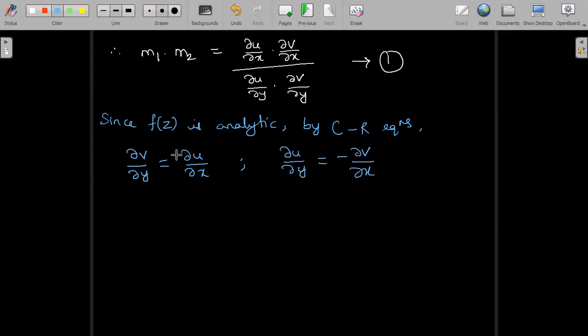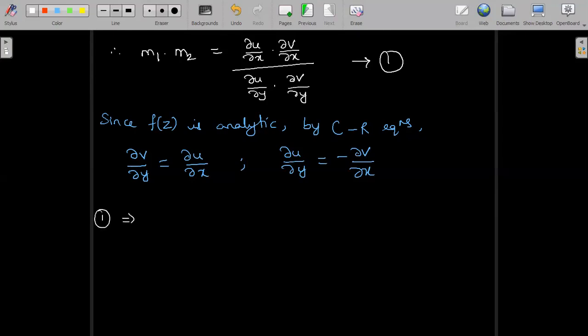I wrote it in the reverse manner because I would like to always change y terms to x now. So dou v by dou y is equal to dou u by dou x, that is ux is equal to vy, and vx is equal to minus uy. Those are the CR equations we have memorized. So now we will substitute this in equation 1 and show that the product is equal to minus 1.